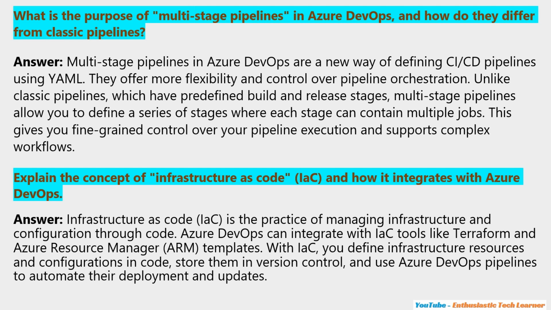Explain the concept of infrastructure as code, IaC, and how it integrates with Azure DevOps. Answer: Infrastructure as code, IaC, is the practice of managing infrastructure and configuration through code. Azure DevOps can integrate with IaC tools like Terraform and Azure Resource Manager, ARM, templates. With IaC, you define infrastructure resources and configurations in code, store them in version control, and use Azure DevOps pipelines to automate their deployment and updates.